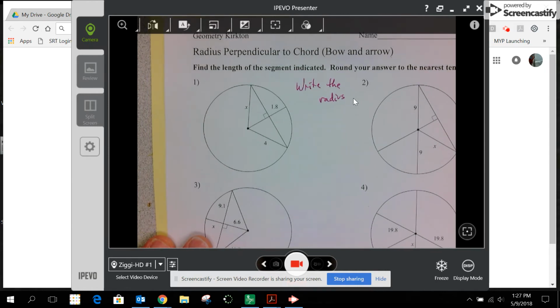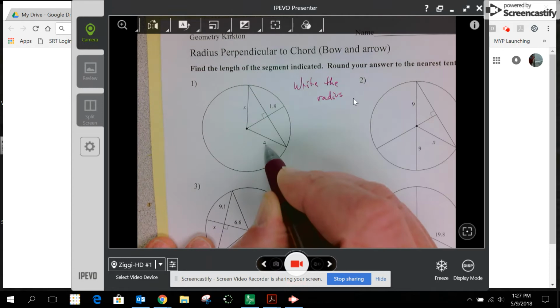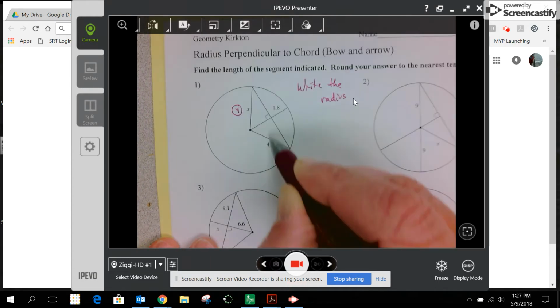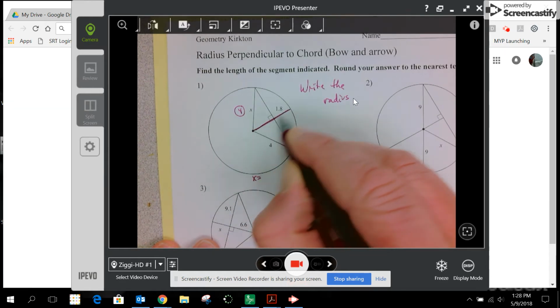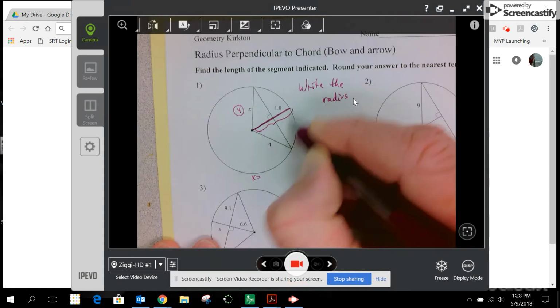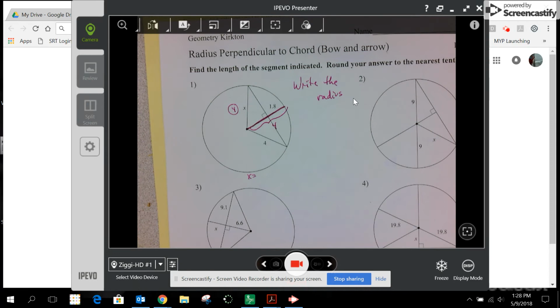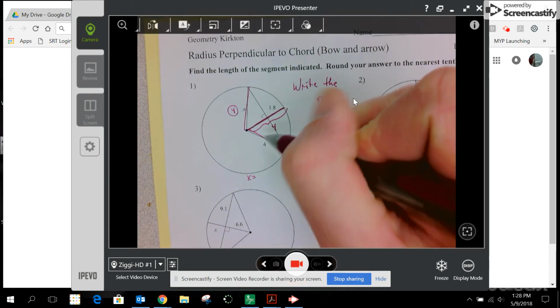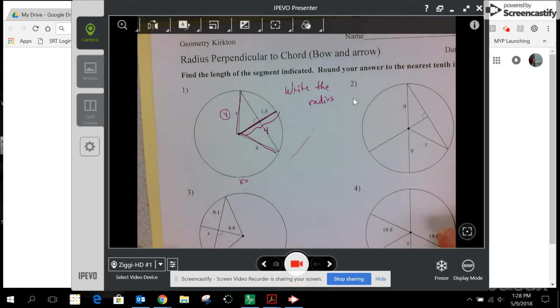I see a radius here is 4. I see a radius here is 4. That just happens to be my answer there, x equals 4. But I also see a radius right here. This is the key. That radius is 4. I don't need it for this problem, but I'm going to need it later on. Every radius in every circle is equal. That's how you make a circle. So I write down every radius and see what happens.